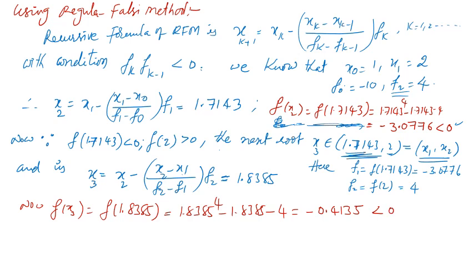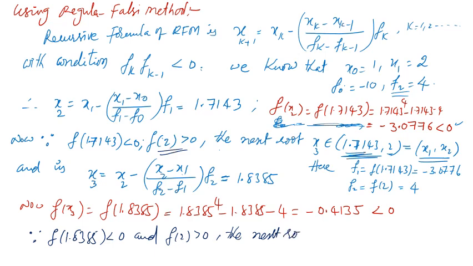Now since f of 1.8385 is less than 0, and in the previous interval f of 2 is positive, the next root, x4, belongs to what interval? 1.8385, 2. Now assume this interval as x2, x3. Previously it was x1, x2, next x2, x3.